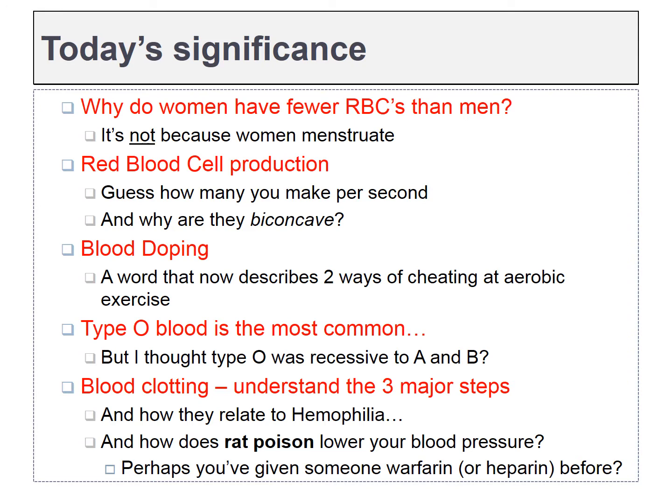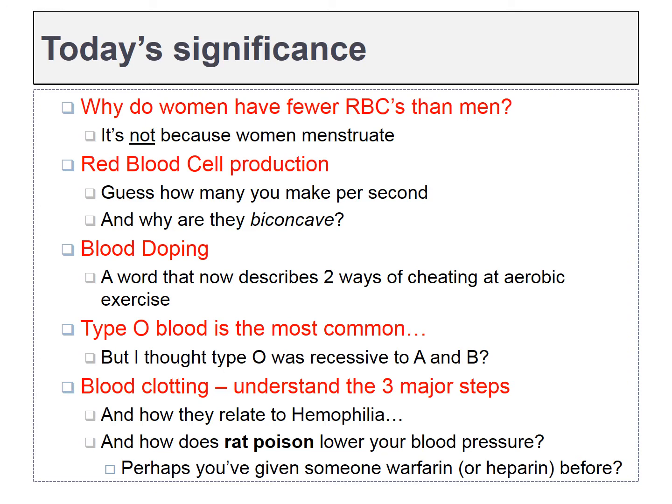We'll talk about red blood cell production, and right now, I'd like you to take a guess at how many red blood cells you produce every second. And then you can compare that number to the actual number. We will also discuss why red blood cells have this funky shape that's called biconcave. I'll talk about blood doping, which now means two different ways of cheating at sports involving aerobic activity.